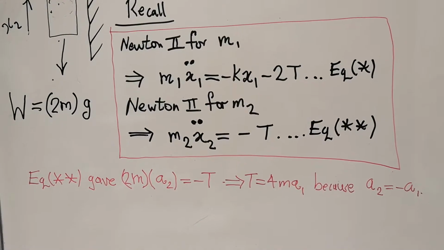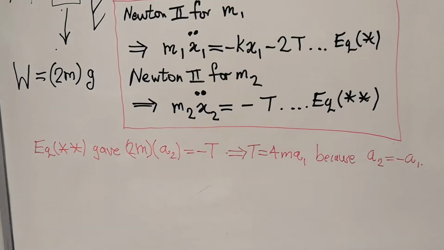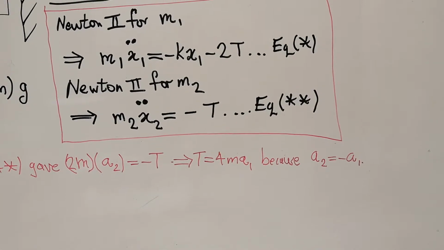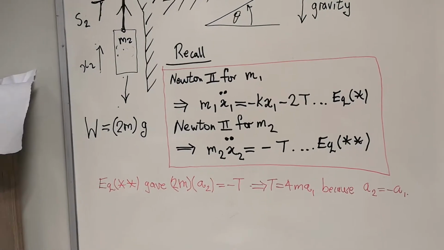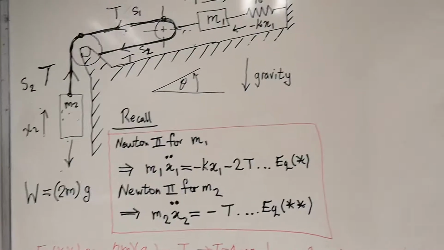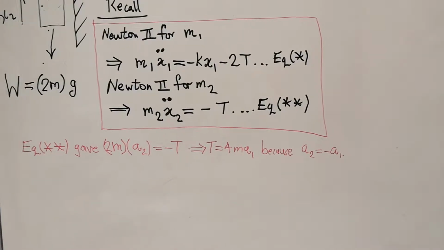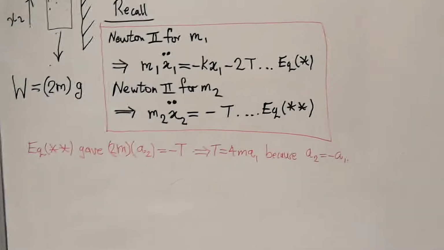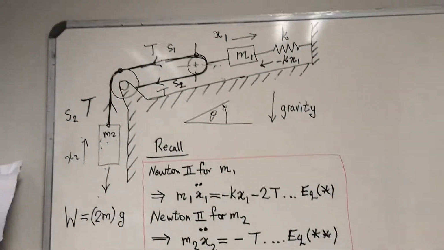From equation 2 star we derived a formula for the tension in terms of the accelerations, and previously in the first video we related the accelerations using a kinematic analysis. We now have all the information necessary to solve the problem. The main thing that we're going to use is that the tension is 4m times A1. This will give us an explicit expression to derive the equation for the mass m1.